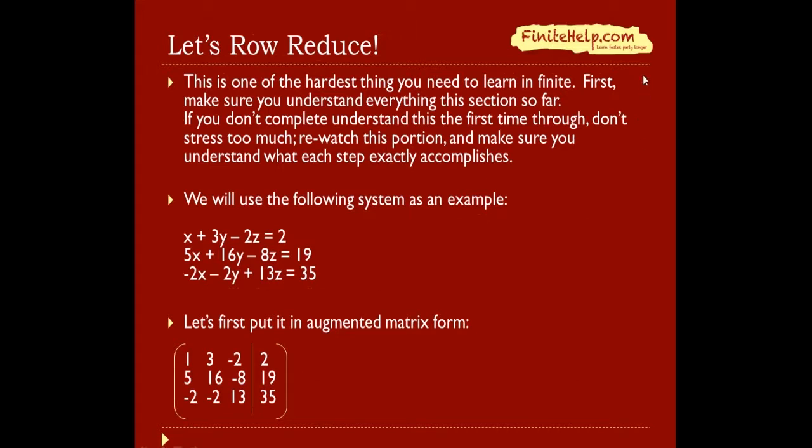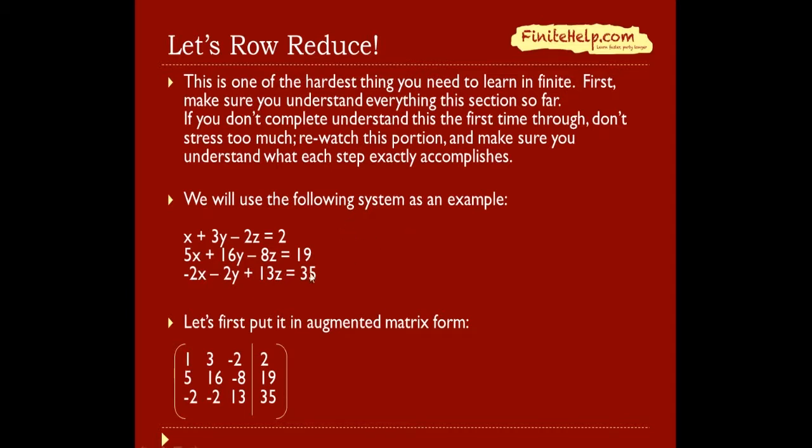So now let's row reduce. Again, I want to say this is one of the hardest things you're going to need to learn in Finite. So make sure you understand everything from this section so far right now, so the idea of a leading one. And if you don't, go review the material from before this point. So make sure you understand the idea of a leading one and what it means for a matrix to be reduced. And after you go through this reduction method, don't worry about it if you don't get it the first time. Simply rewatch it and try to understand each step, why I do them, and what it accomplishes.